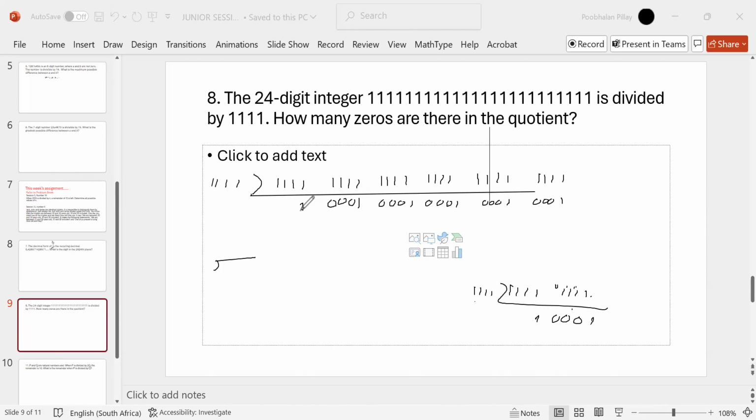Question is, how many zeros are there in the quotient? This is a quotient. You can count the number of zeros. 1, 2, 3, 4, 5. So each group has got 3 zeros in it, and there are 5 groups, so the answer is 15. Okay, so that takes care of that problem.